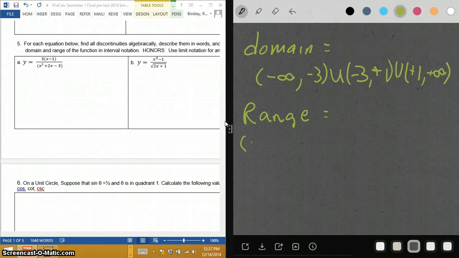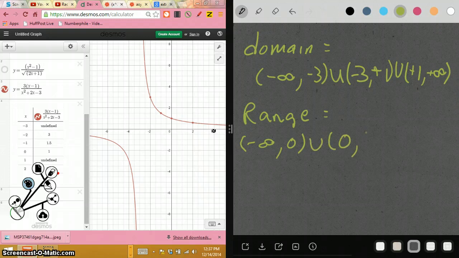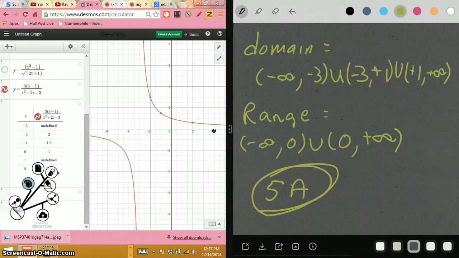Let me go back to that graph. The range goes from -infinity to 0, but not 0, union 0 to +infinity. Okay, so having all of those, and this is just for 5A, will give you your solutions here.